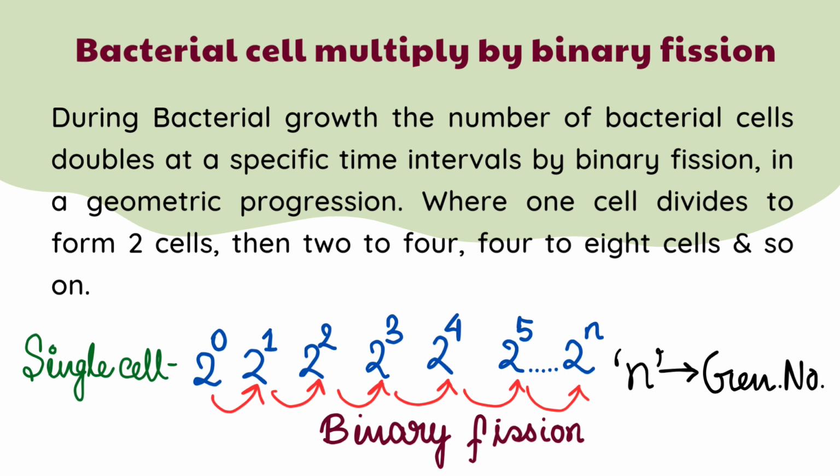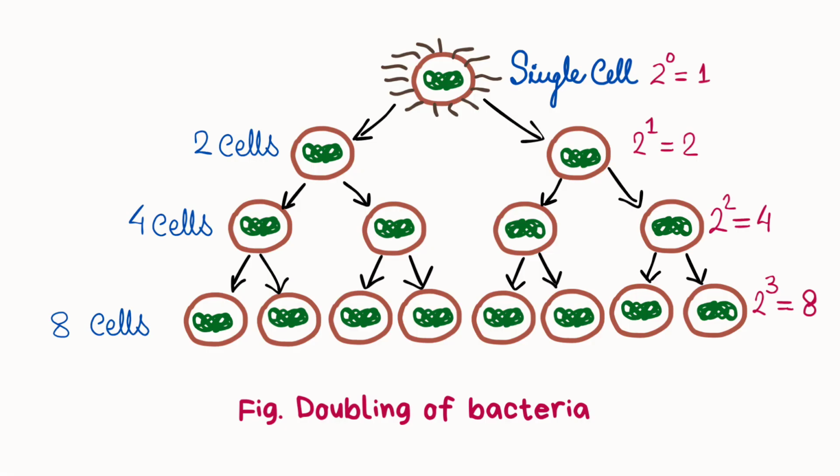Suppose a bacterium starts dividing from a single cell. After its first generation, it becomes double in number. And bacteria grow in a geometric progression like 2 to the power 0, 2 to the power 1, 2 to the power 2, 3, 4, up to 2 to the power n, where n is the generation number, and in each generation it doubles its number. That's why it is referred to as exponential progression of growth. The figure shows the geometric progression of bacterial cell division by binary fission.